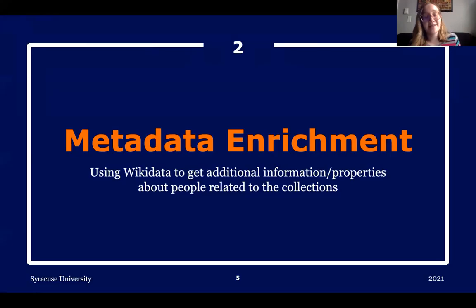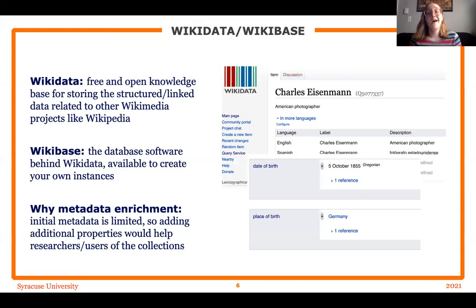Now, as you can see from that little visual, we didn't have a whole lot of information in the original metadata about the people. So we wanted to see what we could do to enrich that metadata with additional information and properties specifically from Wikidata. Wikidata has been mentioned several times already today, and that's based on Wikibase, which is actually open source. So we could create our own instance of Wikibase in order to put our own linked metadata into it.